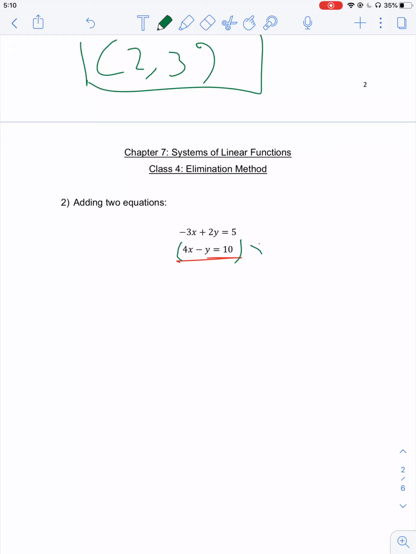Because if I multiply this equation by 2, again, you have to multiply the whole thing by 2, right? One way to think about it is that you put the brackets and then you multiply the whole thing by 2, but that might confuse you.